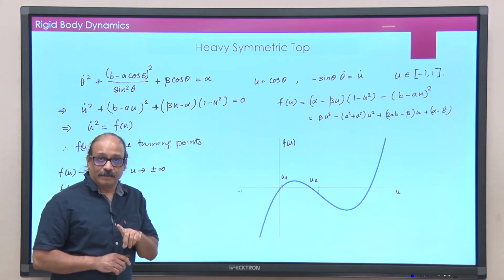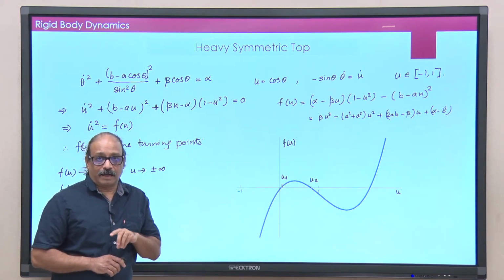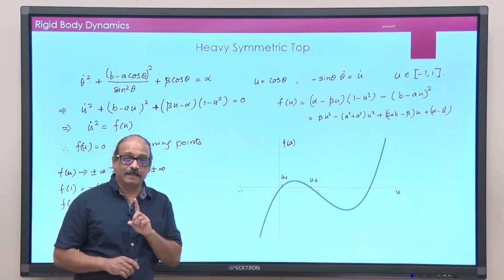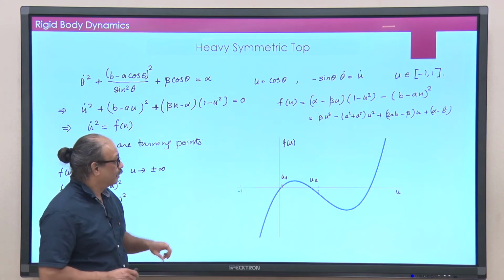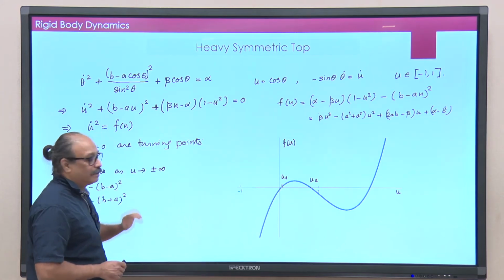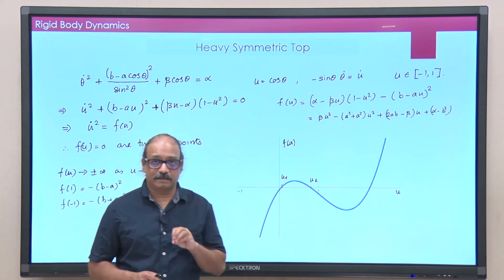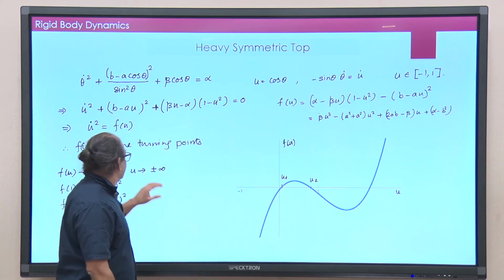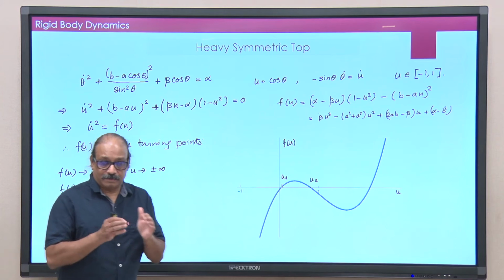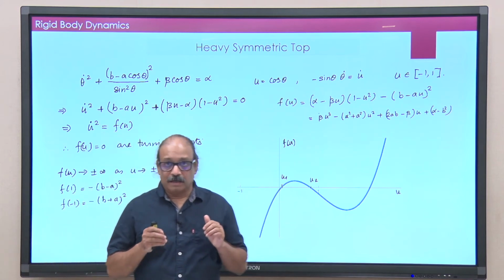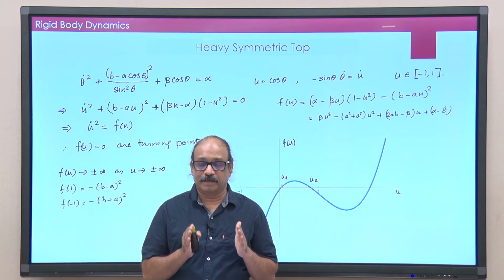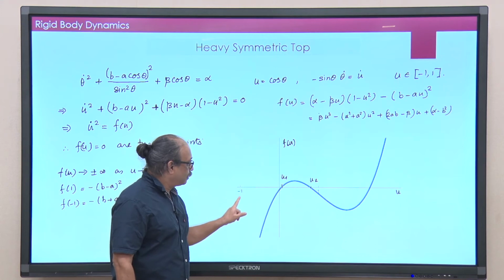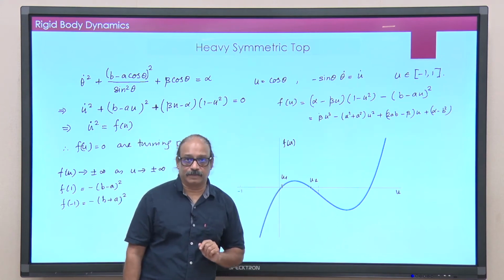What does that mean? A cubic polynomial has at least 3 solutions. This says that there must be at least one solution to this problem. So, f(u) equal to 0 must have at least one solution. But see, what must happen is this: for the problem that we are talking about, u must be contained between minus 1 and plus 1. So, really speaking, we are interested in the region between minus 1 and plus 1.